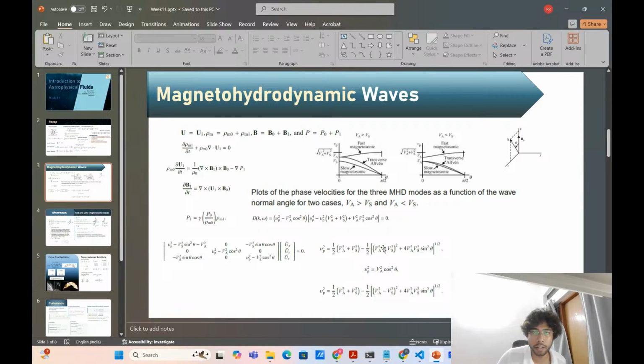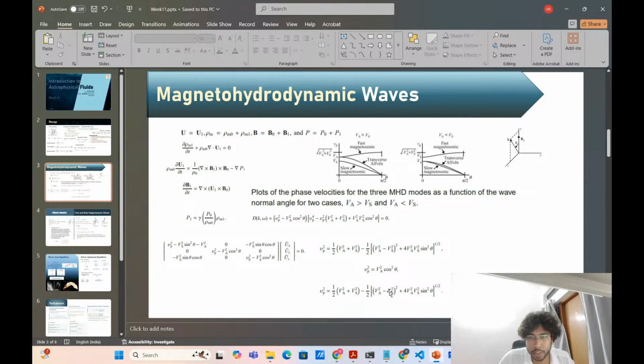If you take VA much greater than VS, we can neglect the VS from here, right? And this at theta equals 0, right? At theta equals 0, if you see sine, this term will vanish, and we will have this VA square minus VS square. So VA will again vanish, and this will be only VS square, right? So this is the slow magnetosonic wave. So this solution will then give the slow magnetosonic wave solution.